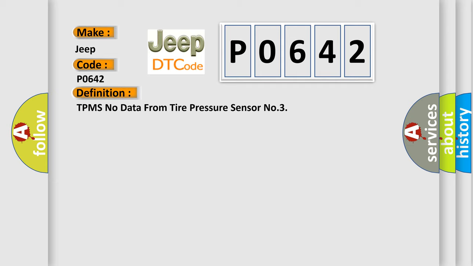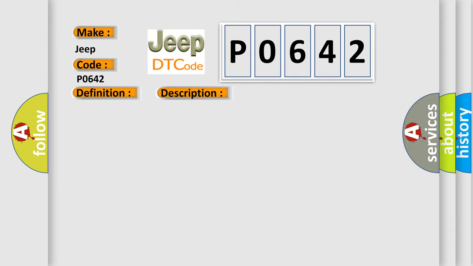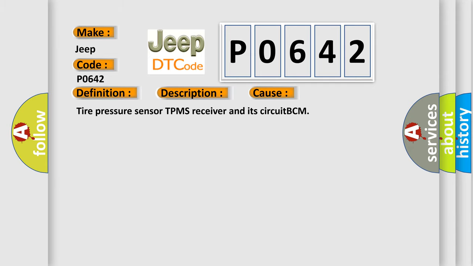And now this is a short description of this DTC code. Although the vehicle has run more than 10 minutes at 40 km per hour, 25 miles per hour or more, BCM does not receive the data sent from the tire pressure sensor. This diagnostic error occurs most often in these cases: tire pressure sensor, TPMS receiver and its circuit, BCM.